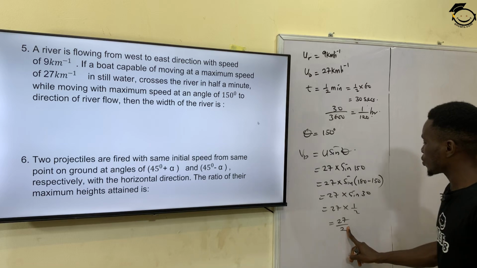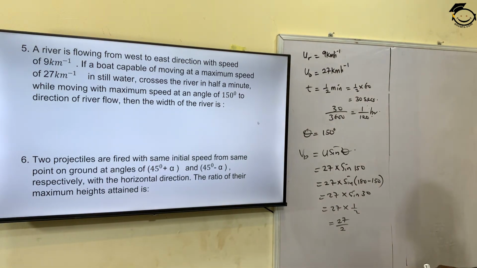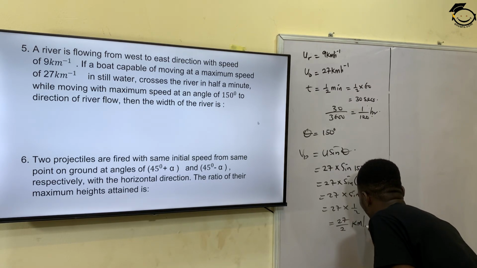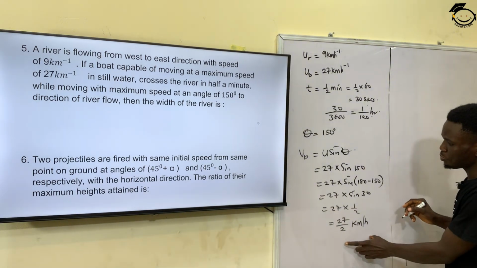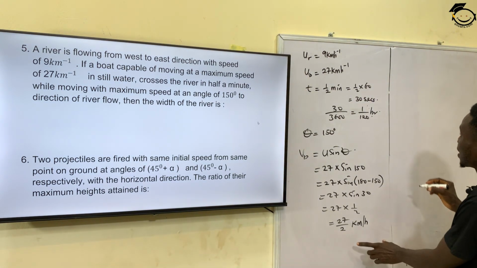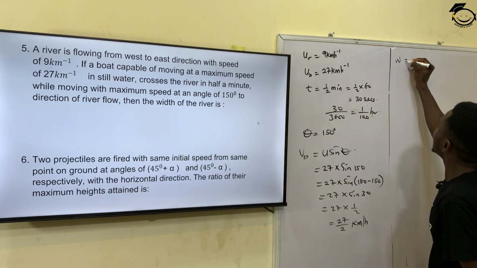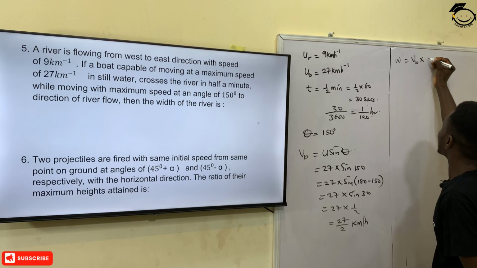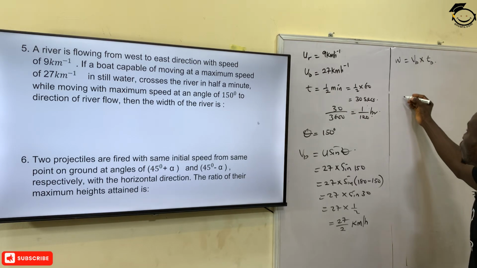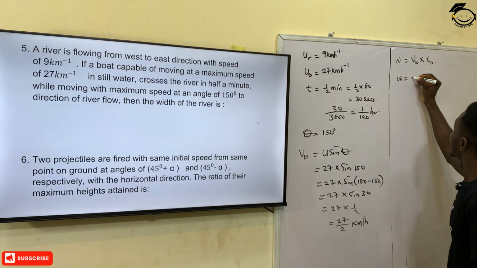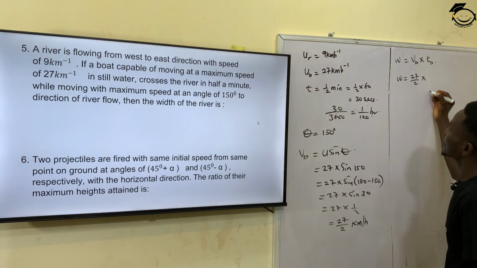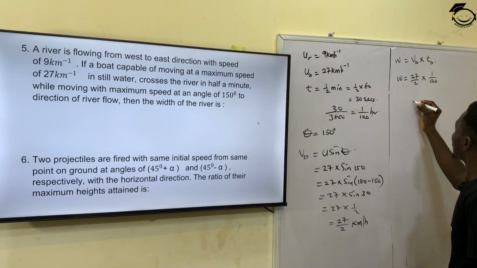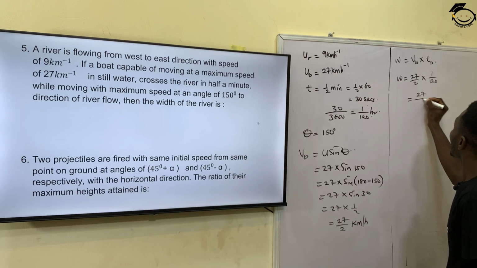So once I've gotten this velocity, I will now use this to find the width of the river, because this is the speed with which the boat used to cross the river. This means that my width of the river is supposed to give me the velocity with which the boat used to cross the river times the time it used to cross the river. So the width of the river is 27 over 2 times the time it used to cross the river in hour, which is 1 over 120, and that will give me 27 over 240.